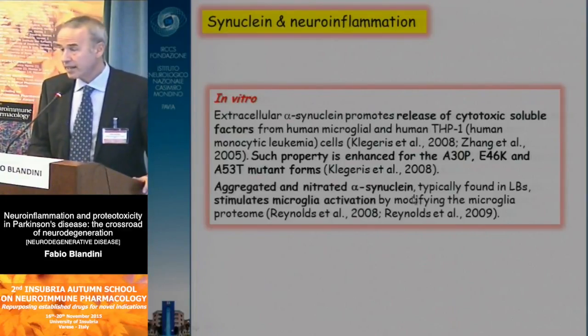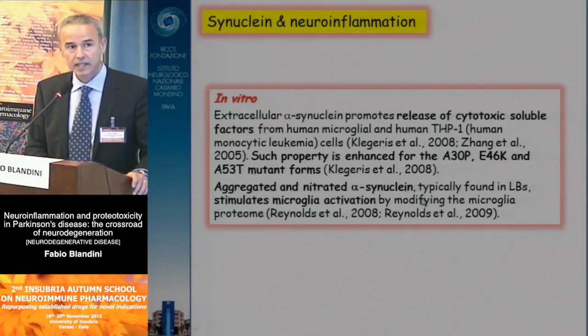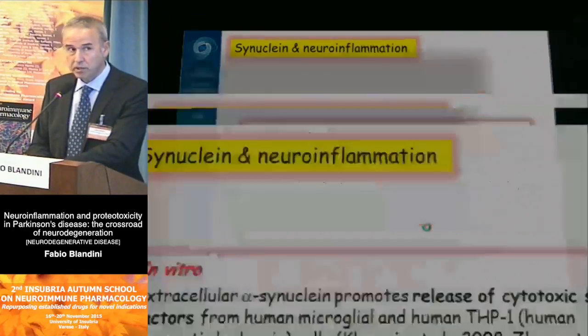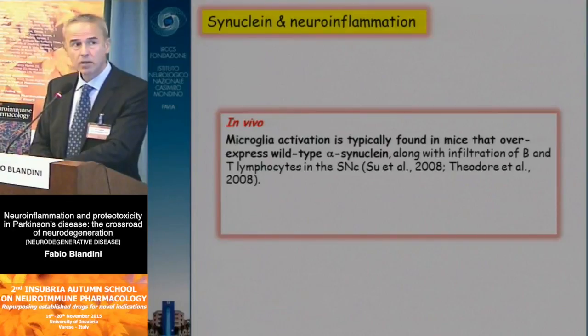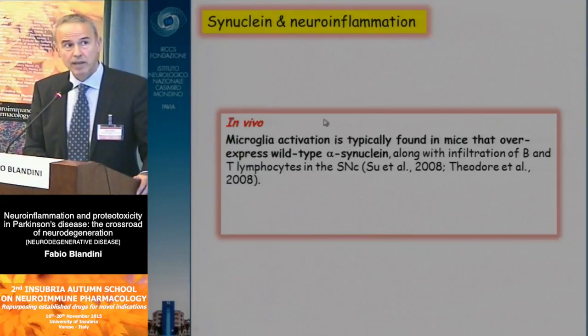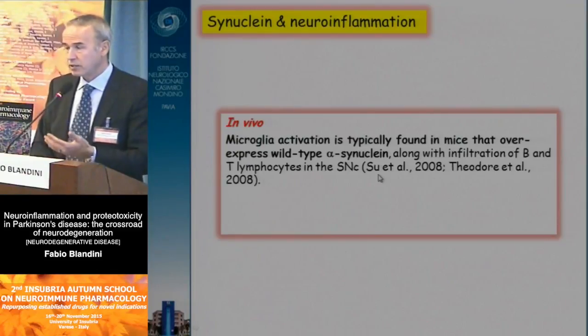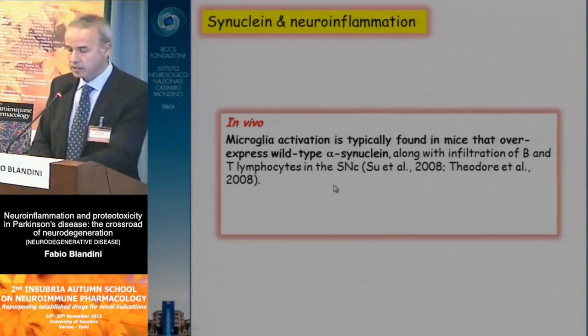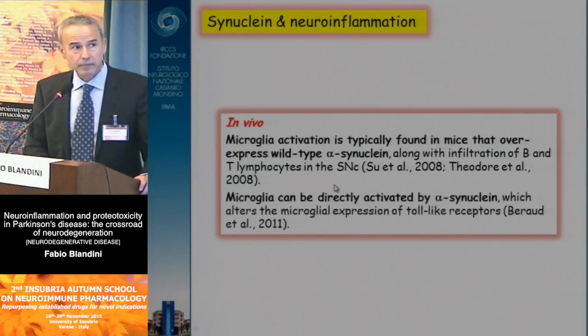Also aggregated nitrated alpha-synuclein. Nitrated alpha-synuclein is typically found in the cytoplasmic inclusion, and can stimulate microglia activation, possibly by modifying the microglia proteome. And that was in vitro. In vivo, this hypothesis has been confirmed because microglia activation is found in transgenic mice overexpressing wild-type alpha-synuclein, and this is accompanied by infiltration of B and T lymphocytes in the substantia nigra pars compacta.